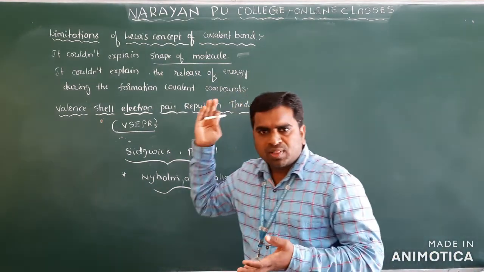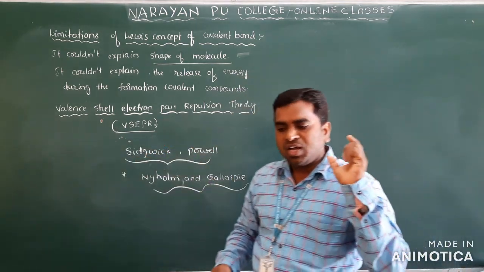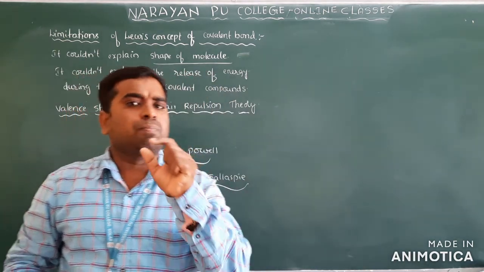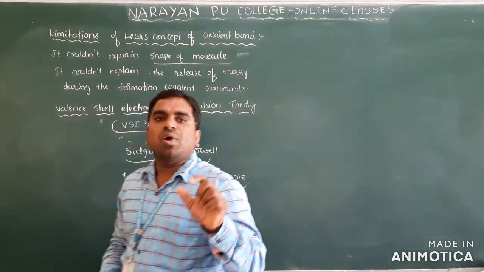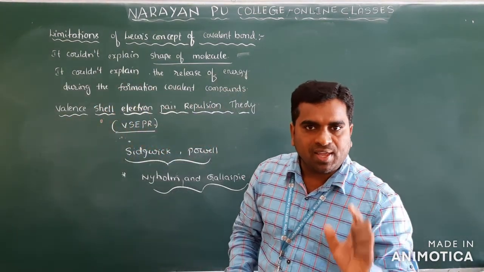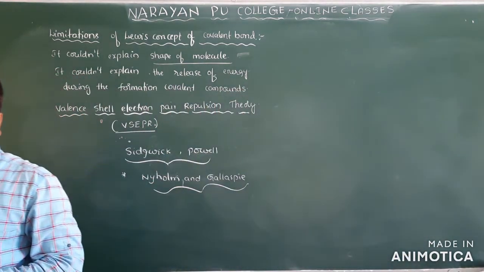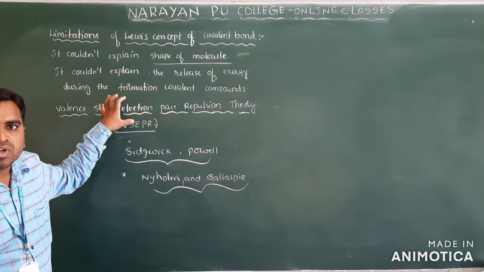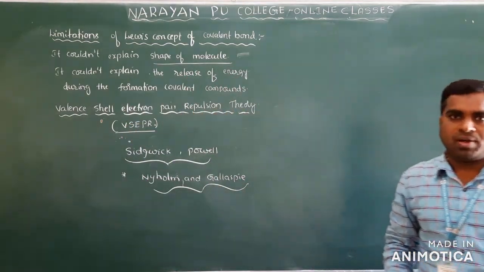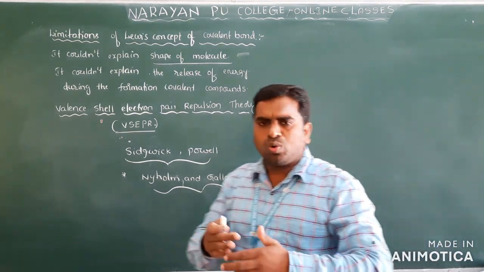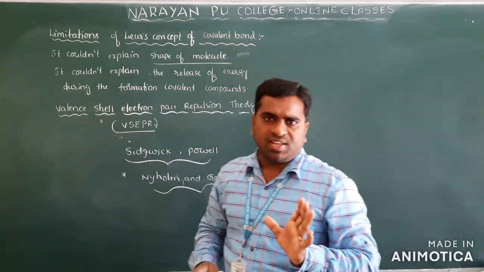The first simple theory put forward to explain the shape of the molecule is valence shell electron pair repulsion theory. Clear? So mainly this theory is used to determine the shape of the molecule. That is the first point you have to remember. Now, how does a molecule get its shape? He has given one simple theory. What is that?